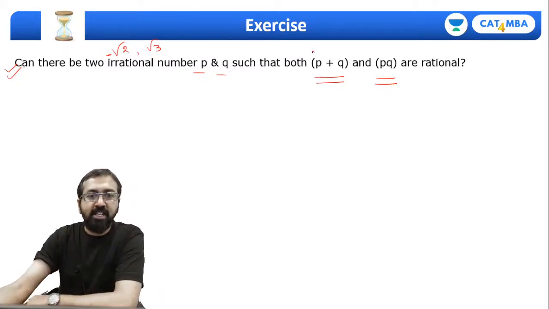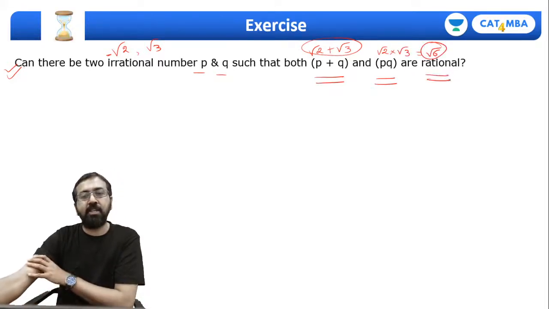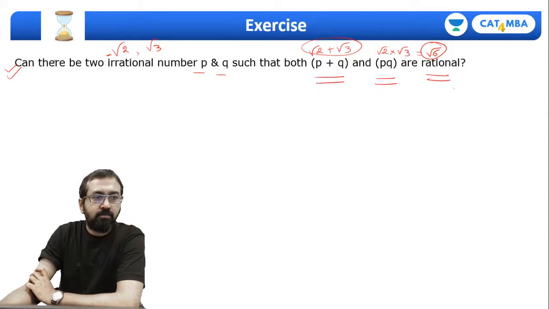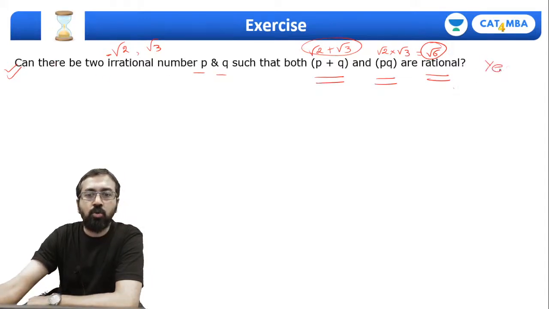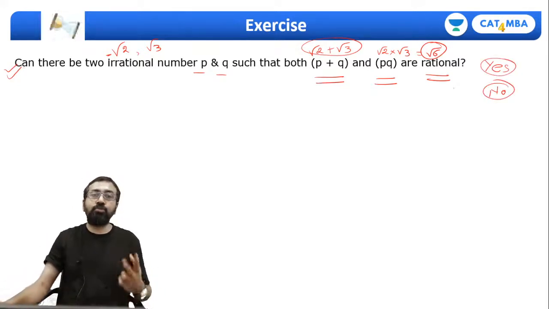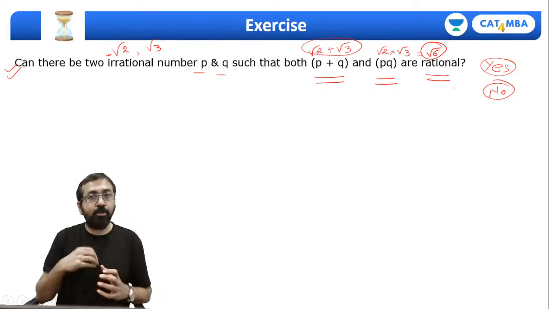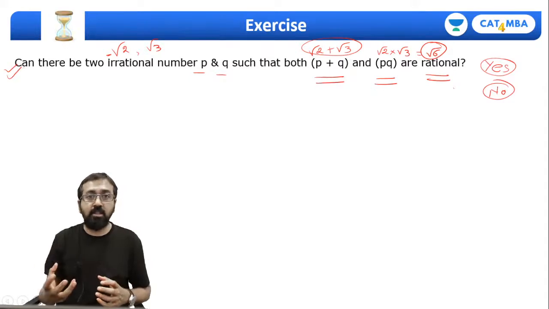So for example, if I take p as root 2 and q as root 3, what is root 2 plus root 3? It can't be simplified. This result will also be irrational. In fact, root 2 into root 3 will be root 6. So again, this is irrational. Can it ever be rational? Tell me. You need to answer this question in yes or no. So what will be your answer? Can there be two irrational numbers p and q such that both addition of those numbers and product of those numbers will produce a rational result?